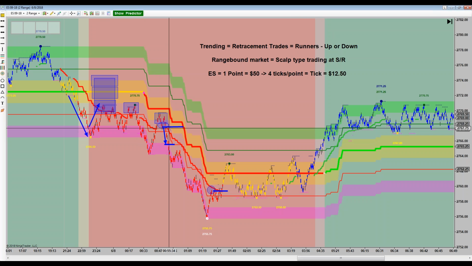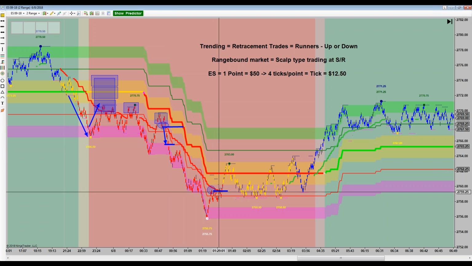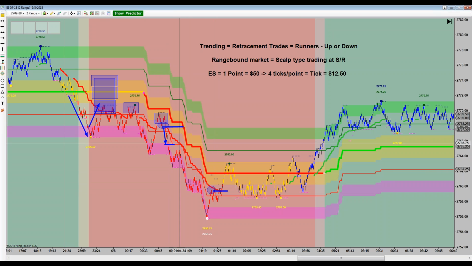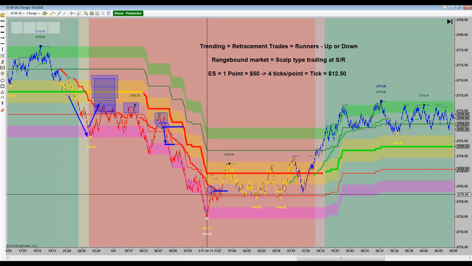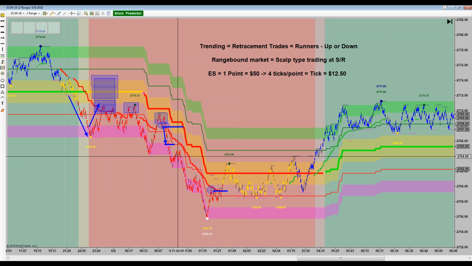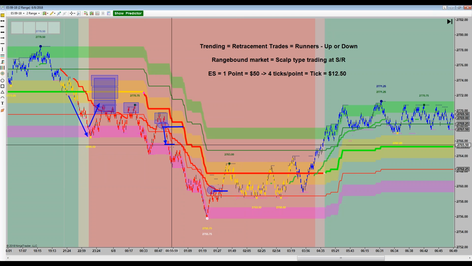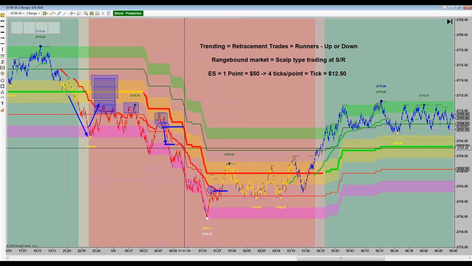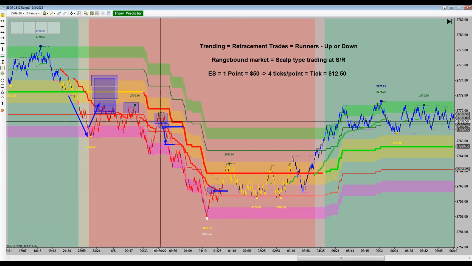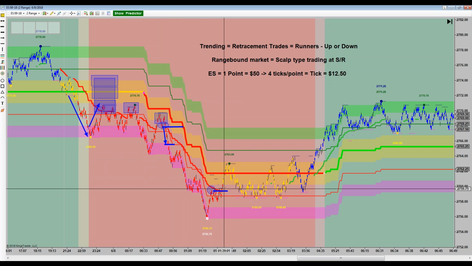Now, for your runner, the one that went all the way down here, how many? That went from 68 to 60. So that was 8 points, or 32 ticks. And that leg of the trade was worth how much? How much is 8 points worth on ES? Yeah, $400. So in this case, leg 1 was worth $100 on the 2 lot, and the second one was worth $400, so the whole trade was worth $500 if it executed exactly like I showed right here.